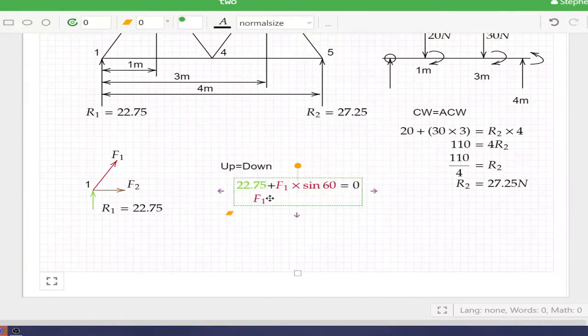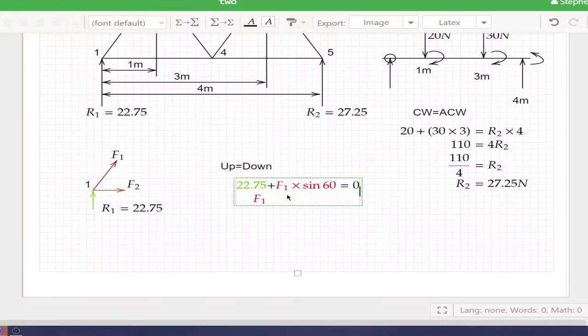Okay, and then that would equal. What's going on here? Why is it not aligning? Right, okay. Just give me a second.